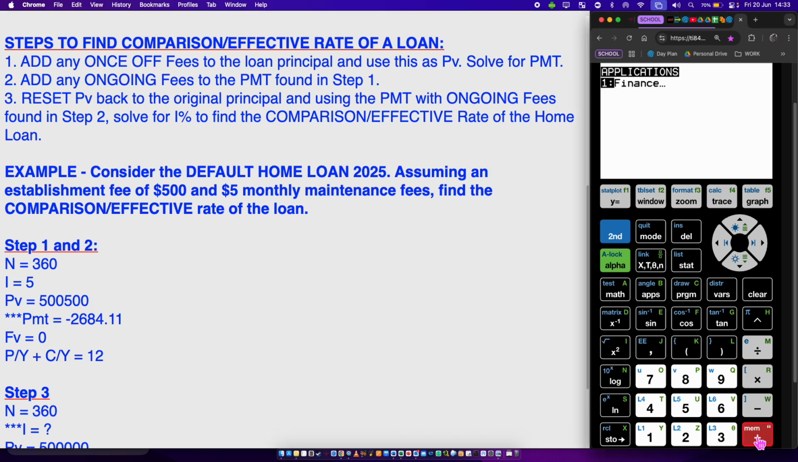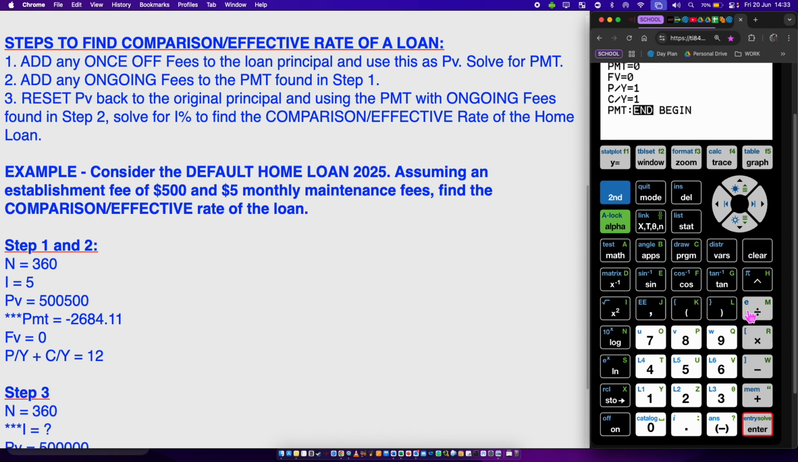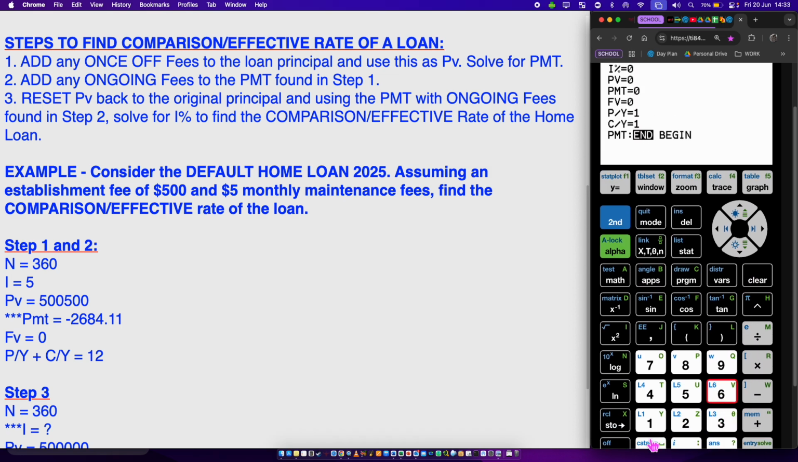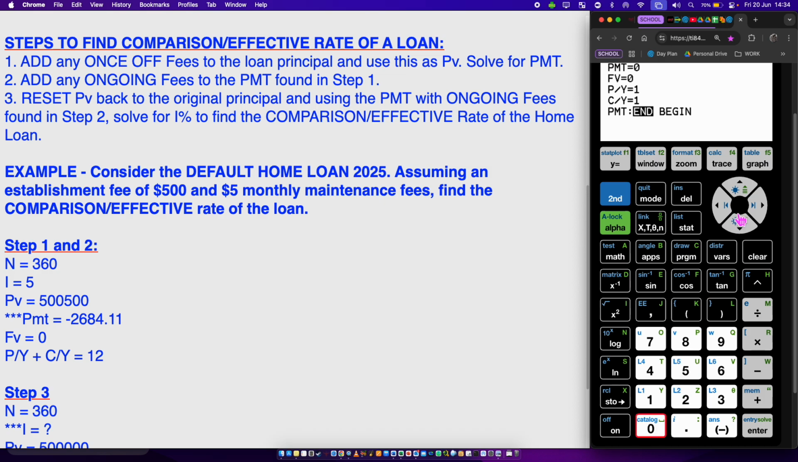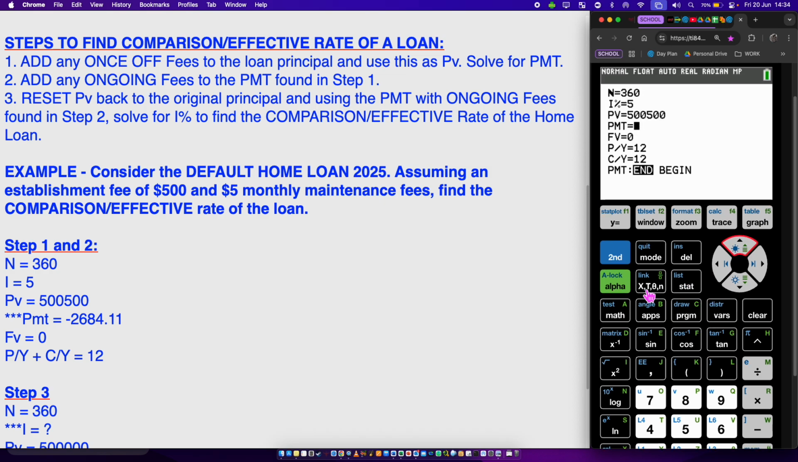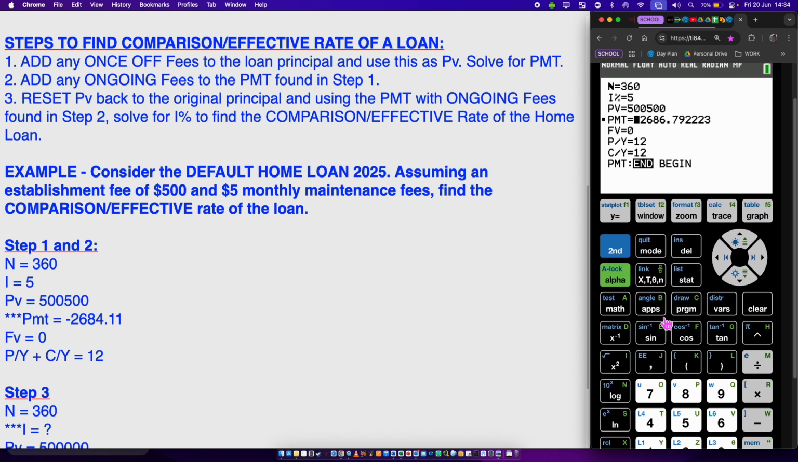So I go to Finance, TVM. That's frozen. Let me refresh. Apps, Finance, TVM Solver, N is 360, I is 5%, PV is 500,500 now. P/Y and C/Y are both 12. So solve for PMT, alpha, enter. Okay, my payments to pay that off are going to be a little over $2 more, 2,686.79 to 2 DP.